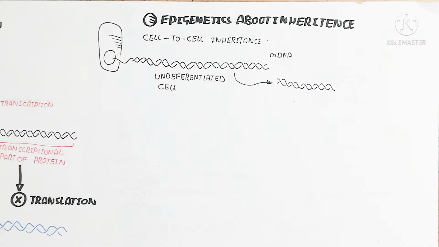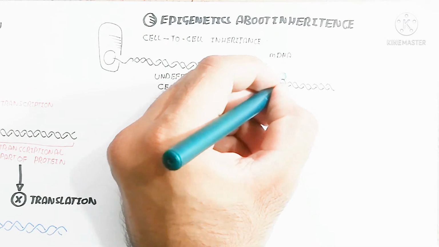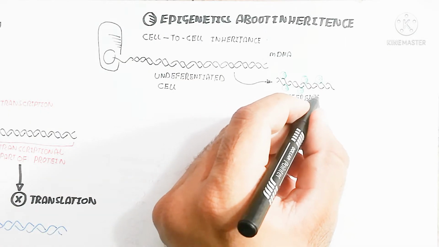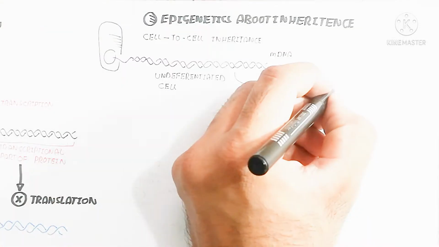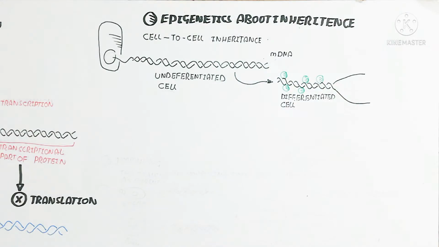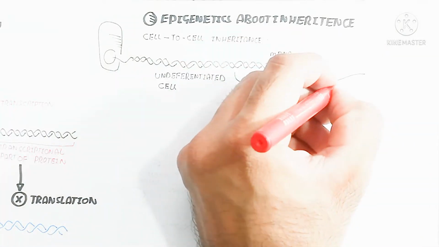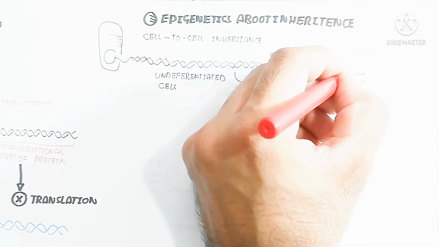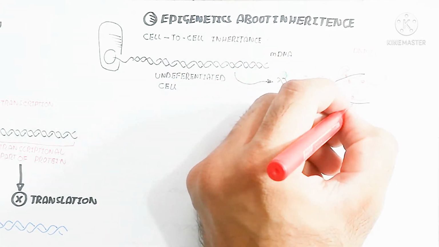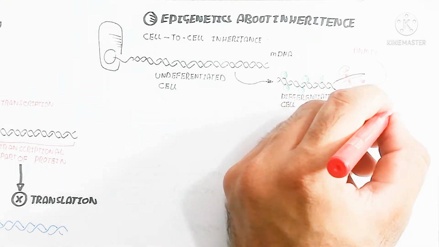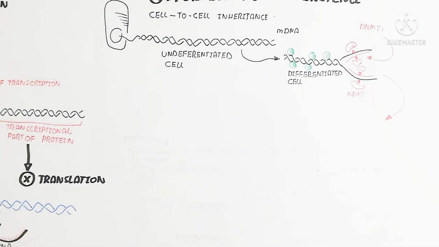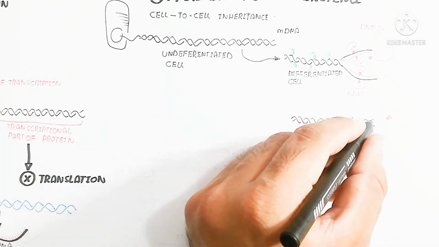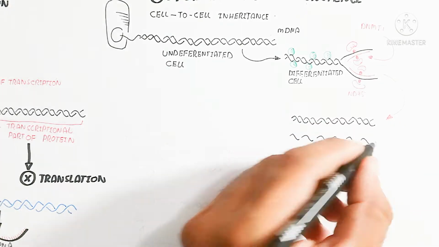On the other hand, we will discuss epigenetics and inheritance. Cell to cell inheritance is of major importance. For example, we have a multicellular organism, which contains undifferentiated cells, and after birth the differentiated cells are methylated, known as methylated DNA. This methylated DNA is replicated along with the whole genome for cell division.